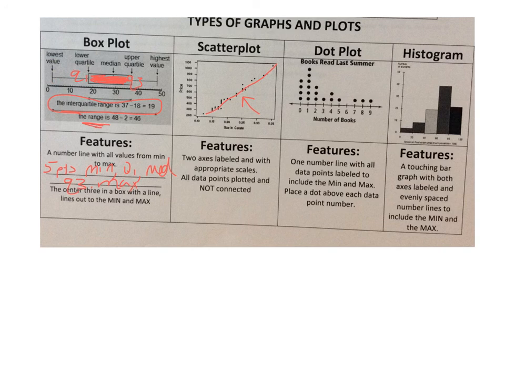Dot plot is your third one. Your dot plot is just a way to analyze some data. One number line with all data points labeled to include the min and the max. Place a dot above each data point numbered. So in this case, number of books. If there's 1 book read last summer, how many people read 1 book? Well, you would count up the dots. 1, 2, 3, 4, 5, 6. 6 people read 1 book.